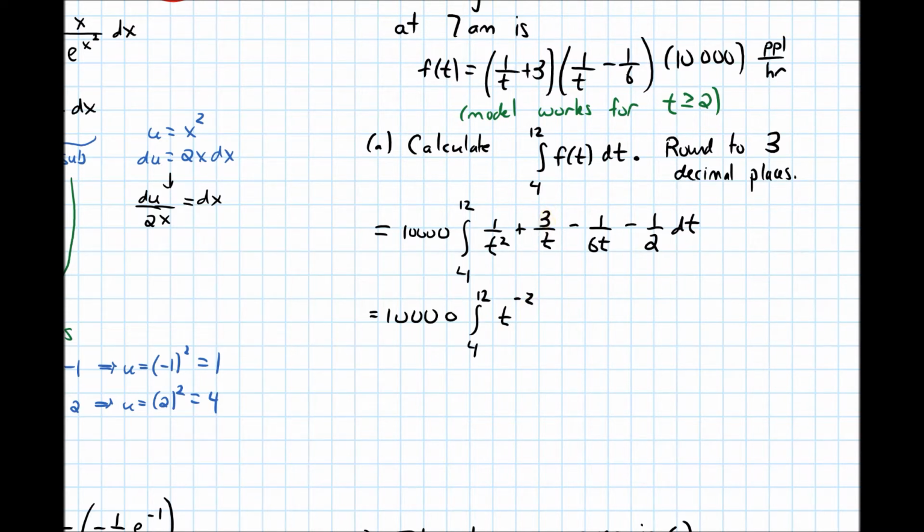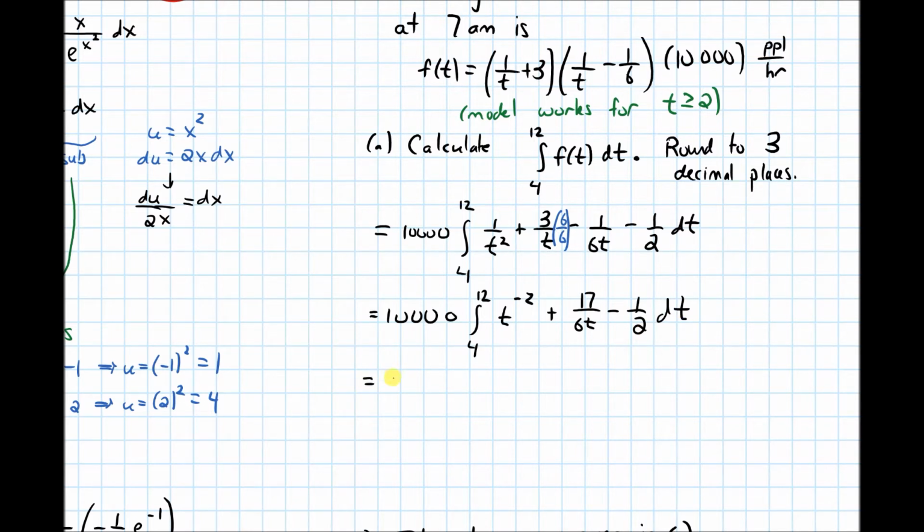And then with the 3 over t and the minus 1 over 6t, we can get a common denominator if we multiply this first fraction top and bottom by 6. So if I multiply that by 6 over 6, we'll end up with 18 over 6t. So that subtracted by 1 over 6t will give us plus 17 over 6t, and then minus 1/2 dt. And now we're ready to take this antiderivative.